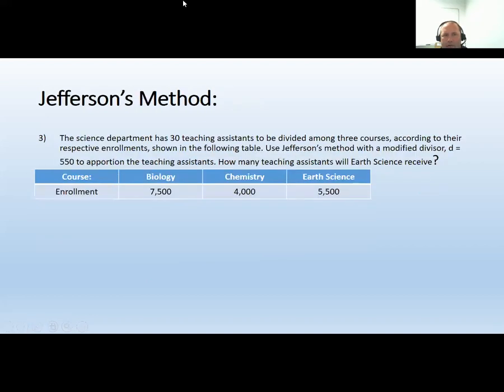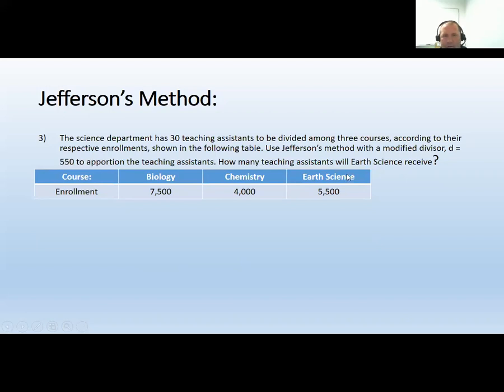The next one is Jefferson's method. Let me read through this problem. This says the science department has 30 teaching assistants to be divided among 3 courses according to their respective enrollments, shown in the following table. Use Jefferson's method with a modified divisor of D equals 550 to apportion the teaching assistants. How many teaching assistants will earth science receive?